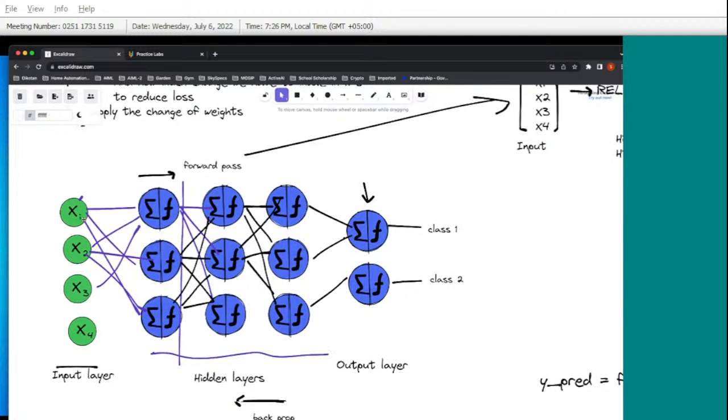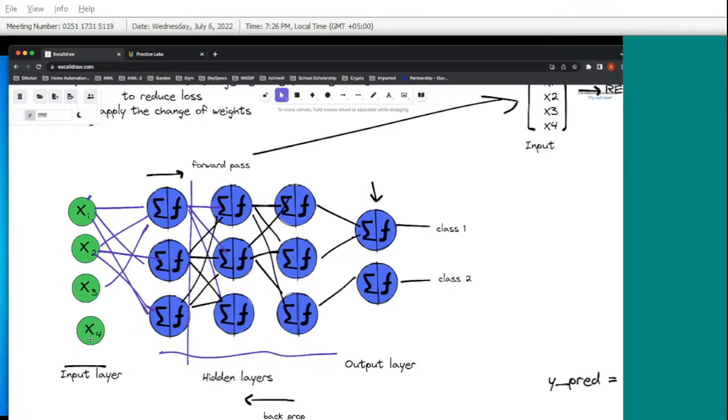So we know this x1 is of class 1, x2 is of class 2, x3 is also in class 2, and x4 is class 1, right? So the problem statement is very clear. This is a supervised learning problem. We have been tasked to create a neural network, right?